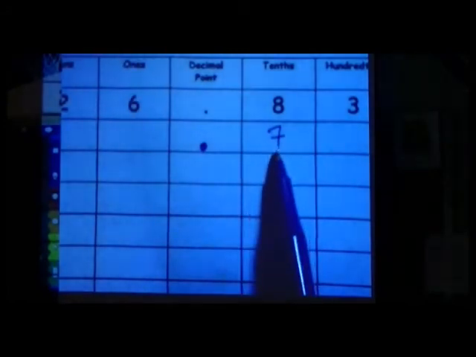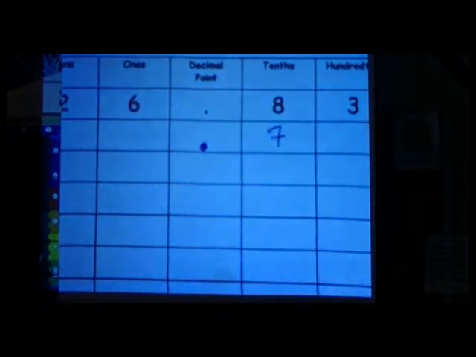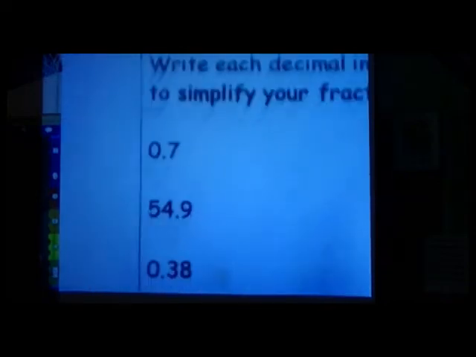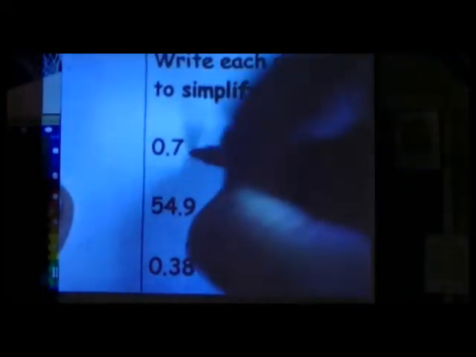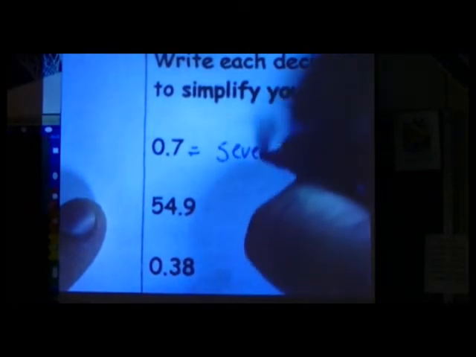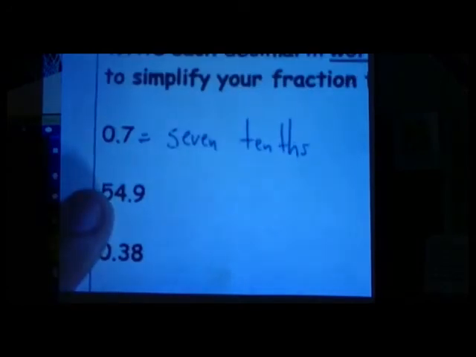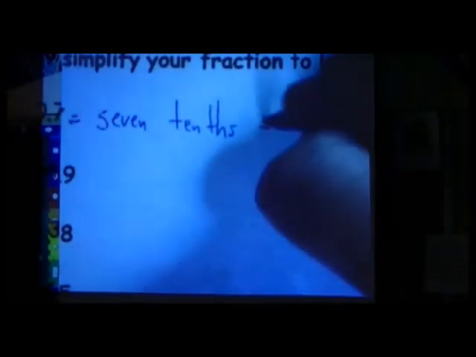If this is the place value of the tenths, then we're going to read this as 7 tenths. That's it. It's not that hard. Okay, so we're going to write it in word form right there next to that decimal. So we're going to write 7 tenths. And after you write down 7 tenths, step number 3 says we have to write it as a fraction.